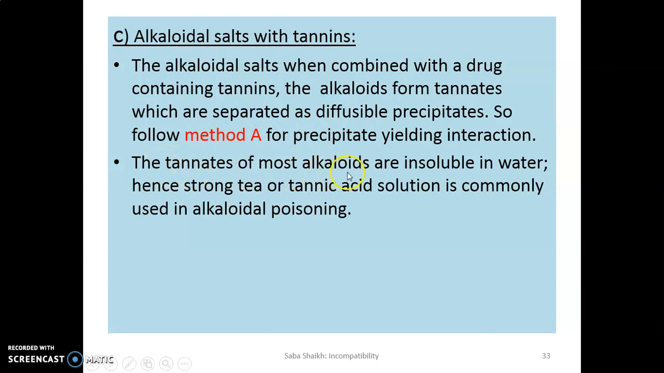The tannates of most alkaloids are insoluble in water, hence strong tea or tannic acid solution is commonly used in alkaloidal poisoning. This is a use of the preparation. We can use this method to avoid the poisoning cases or to neutralize the poison in the patient's body. Mostly when there is alkaloidal poisoning, maybe from herbal drugs, or sometimes when people go out trekking and have something outside that can cause alkaloid poisoning, we can give tannic acid or a strong tea to the patient. It will form a precipitate and the patient can easily survive.